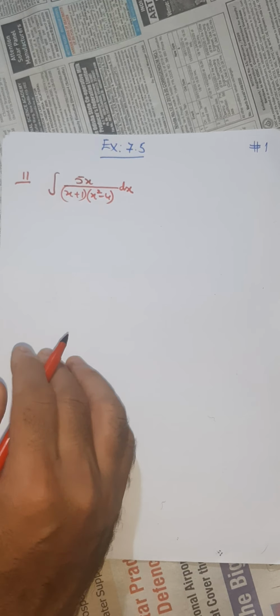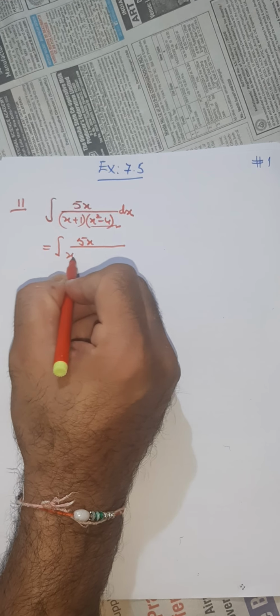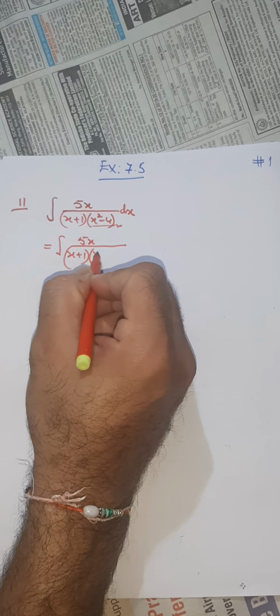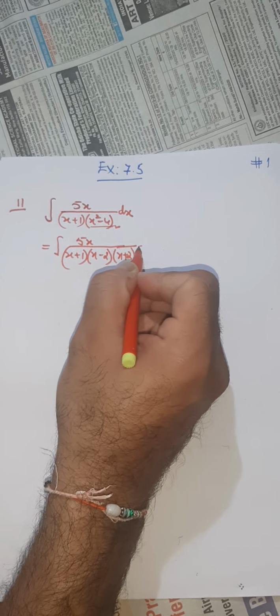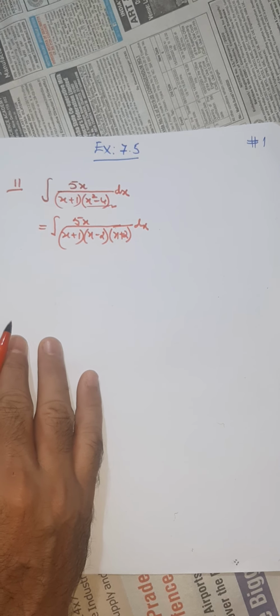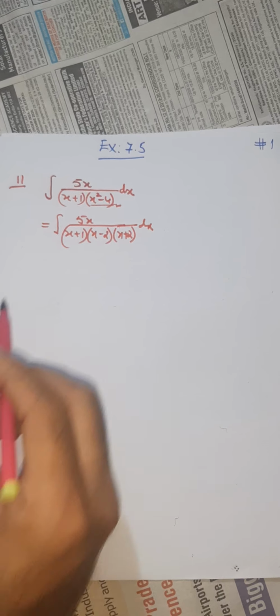Question number 11. Integral of 5x upon (x plus 1) into (x square minus 4). Now this can be reduced into linear form like this: 5x upon (x plus 1) into (x minus 2) into (x plus 2). So now in the denominator you have product of three linear factors. So we'll use partial fraction method.